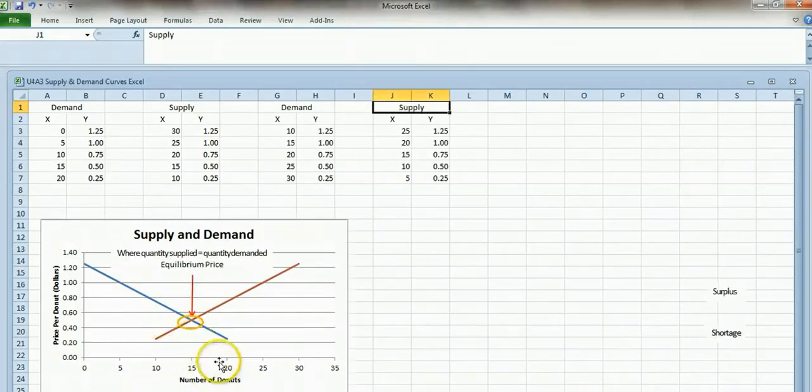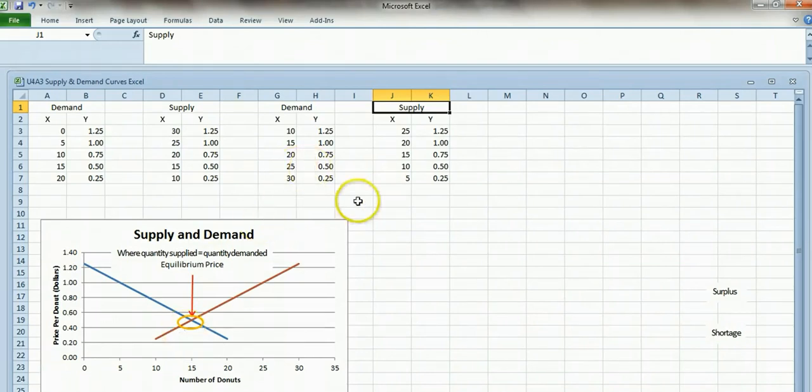Now you can see where we have equilibrium price. I've circled it right here, my arrow is going to it, and this is where quantity supplied equals quantity demanded. This is where the consumer and the producer have interacted and a price has been established, and basically the shelf is cleared. Both the producer and the consumer are happy with that price.